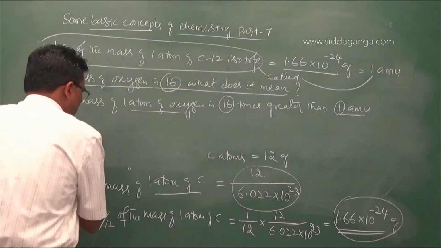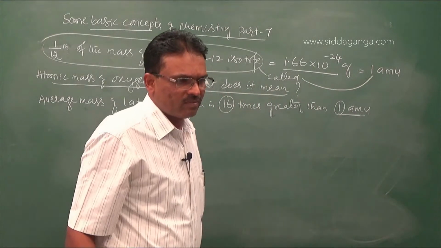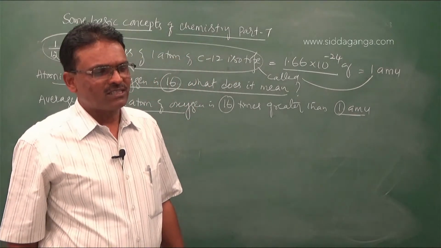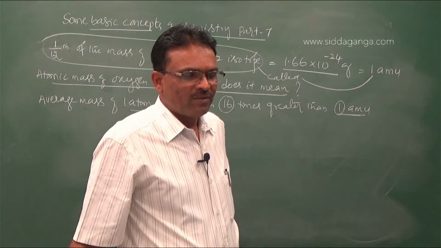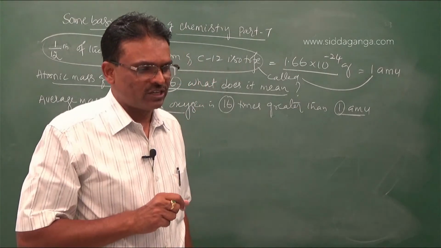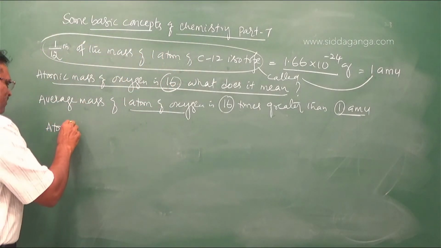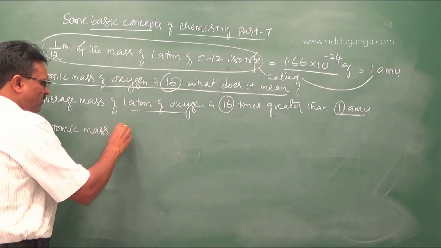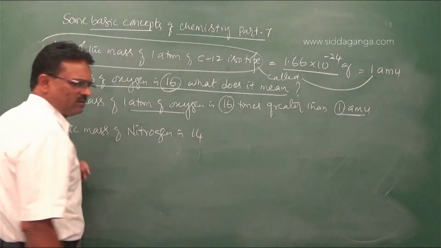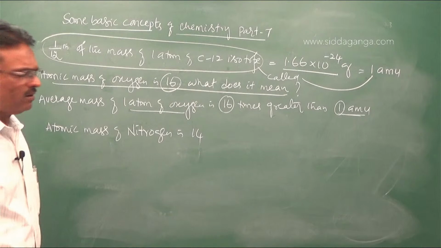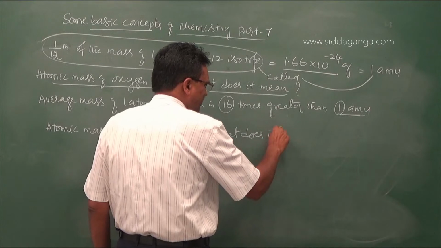Or in other words, what is the atomic mass of nitrogen? Atomic mass of nitrogen is 14. Clear? So what does it mean?